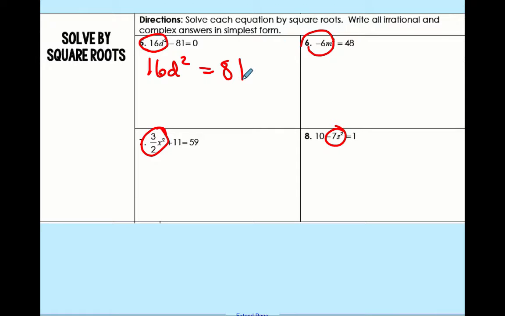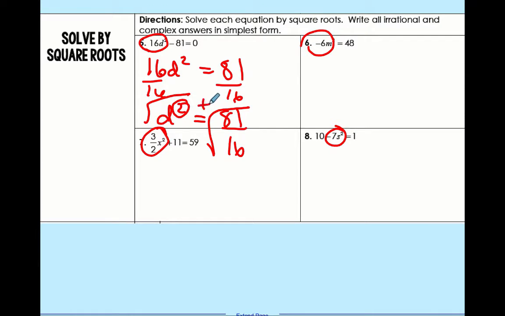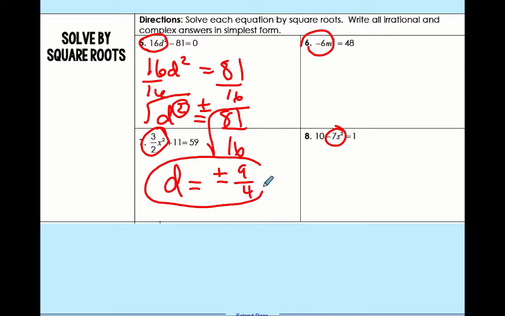Okay, and at that point, I want to get the d squared by itself. So I'm going to divide both sides by 16. And so now I have d squared equals 81 over 16. Now I'm going to do the inverse of squaring, which is to do the square root. And remember, I don't know if it was a positive number I squared or not. So I'm going to do plus or minus. The square root of 81 is 9. The square root of 16 is 4. So my solutions are 9/4 and negative 9/4.